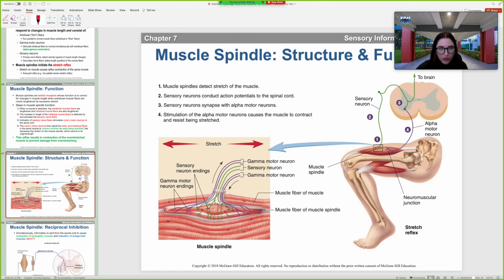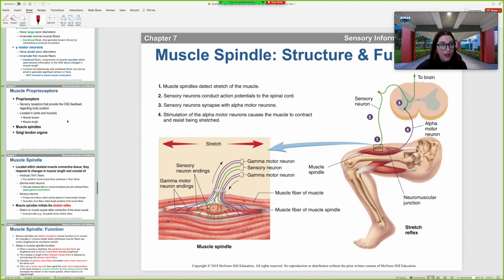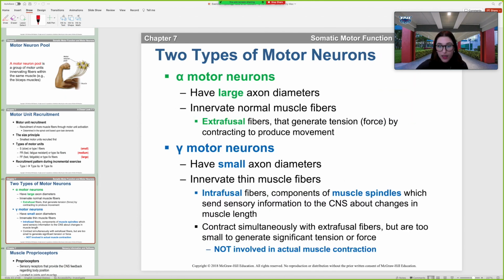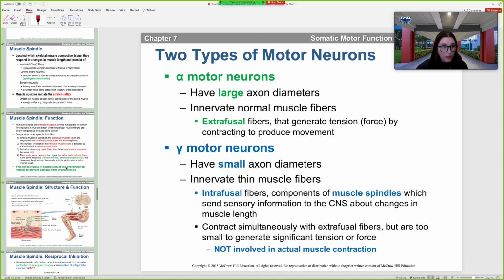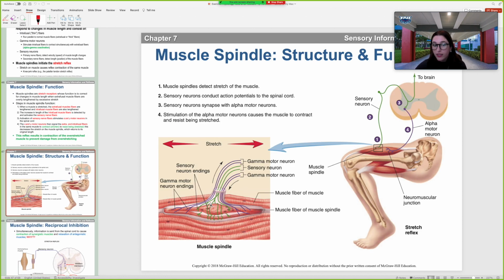But here we have the muscle spindle, okay? So we have those gamma motor neurons that are going to be responsible for stimulating it to contract. But we also have those sensory neurons in there to detect the change in stretch. The whole point of the spindle is to be a sensory organ, right? You need to have that sensory information. So we need sensory neurons in there to detect the stretch and send it to the spinal cord so that we can cause contraction of the muscle.